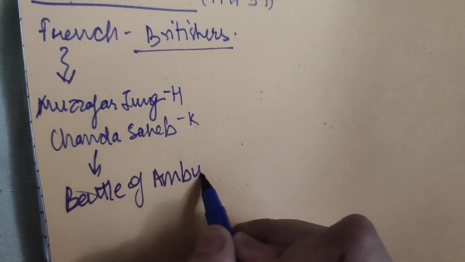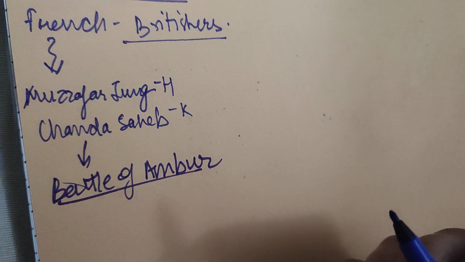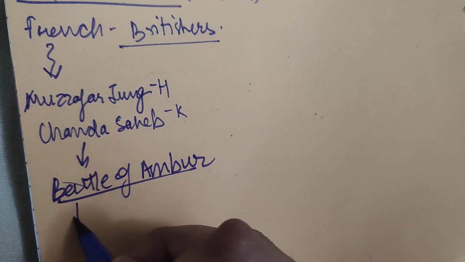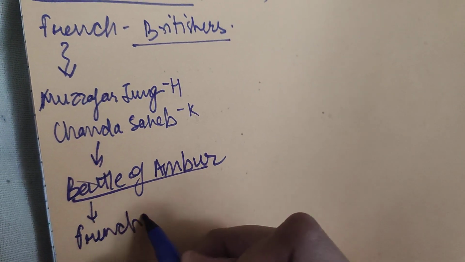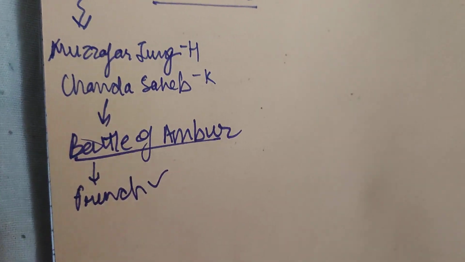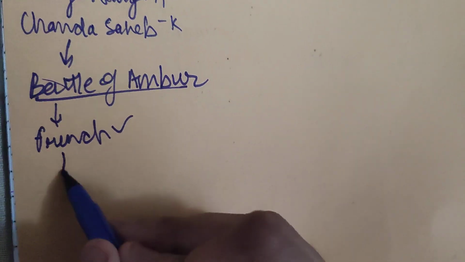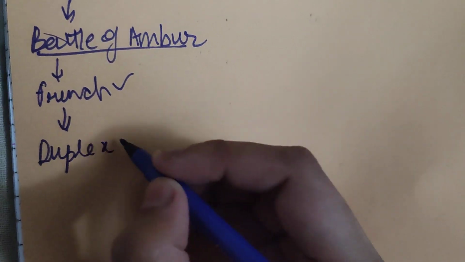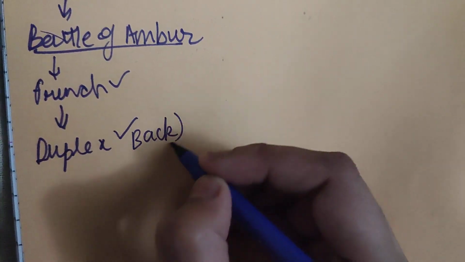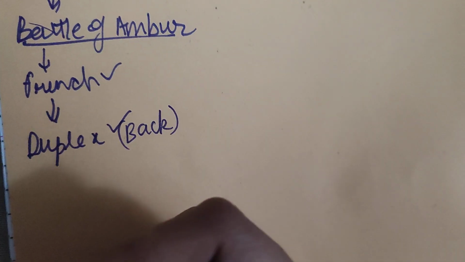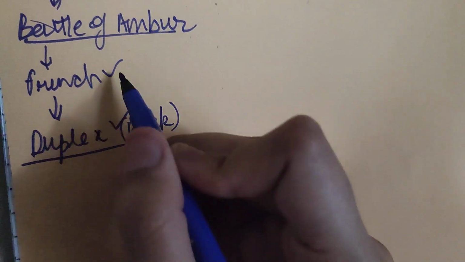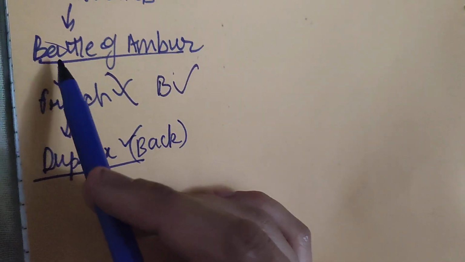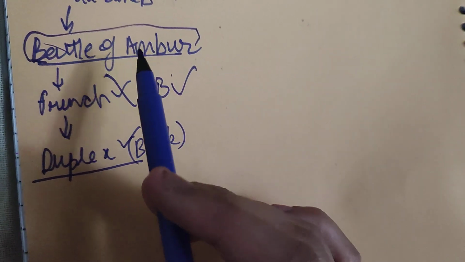Again there was a conflict, so this battle was called the Battle of Ambur, however you pronounce it. Here the French were leading, but they made a blunder. What was the blunder? The leader of the French army, Dupleix, was recalled back to France, and because he was gone, the French got defeated and the Britishers won. So the Battle of Ambur was also eventually won by the Britishers.